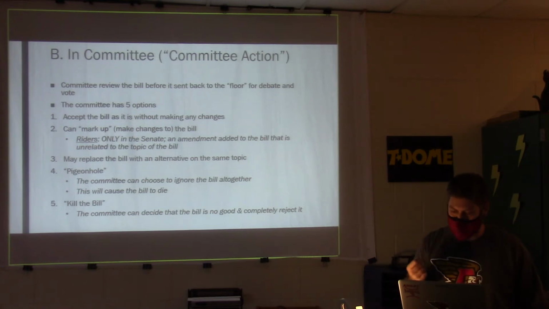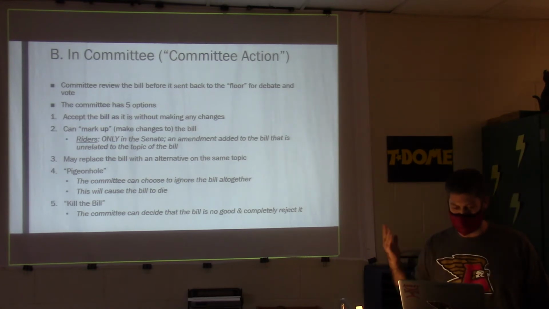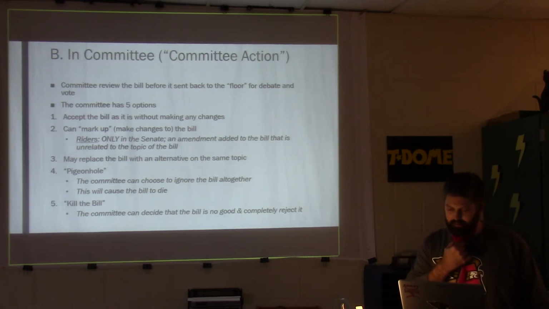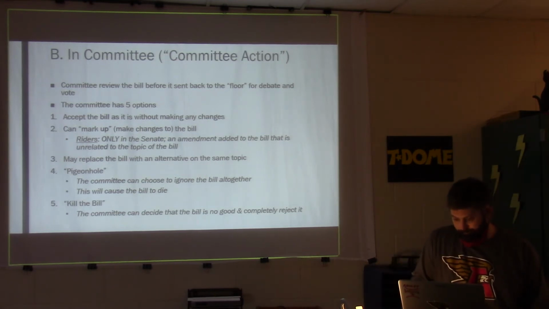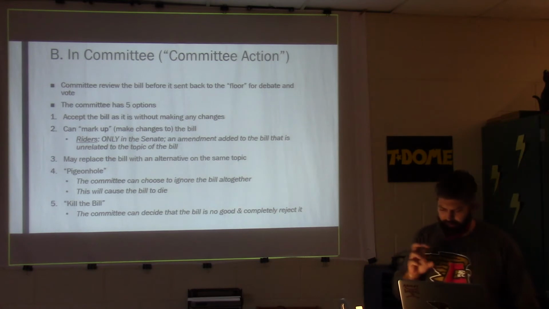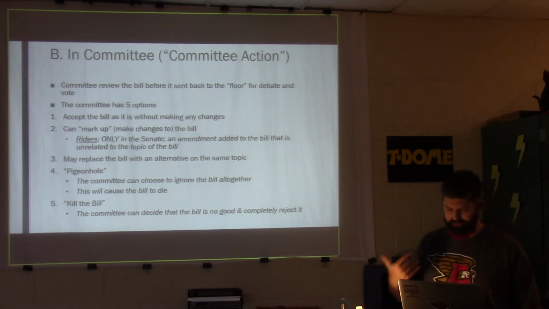And then they can put riders on it if it's in the Senate. So riders are amendments added to the bill that are unrelated to the topic of the bill. This is how they secretly get things passed. They put riders on the end of the bills, and all of a sudden it could be a bill for equality, and then the rider would be, I don't know, maybe they would try to give themselves a raise or something like that. Riders just don't go with what the bill is actually about.